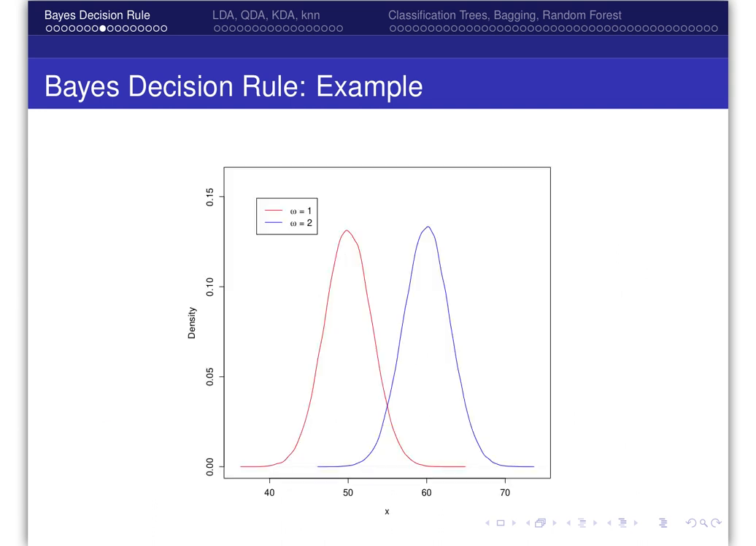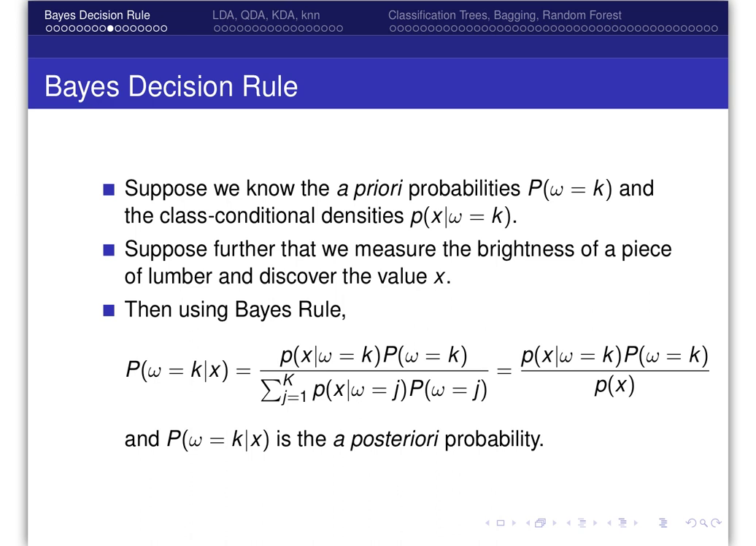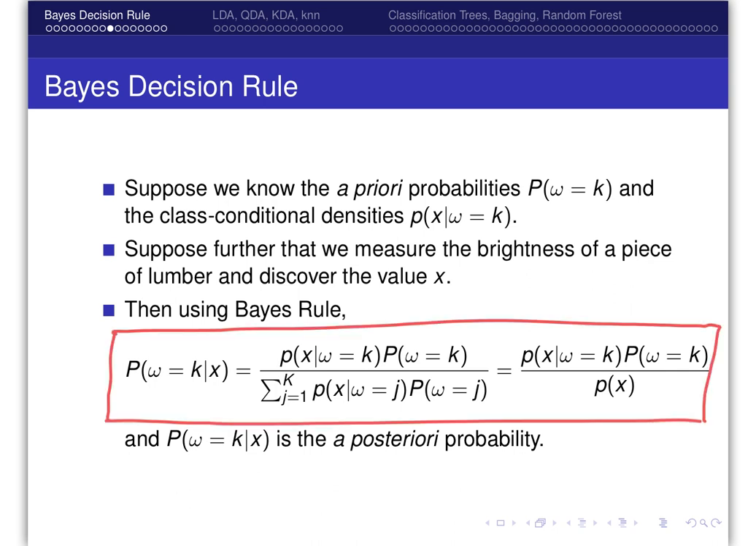Hypothetically, suppose this figure represents the distribution of brightness readings for ash and birch. Clearly, information on brightness readings would help our decision rule or classifier. Suppose we know the a priori probabilities and the class conditional densities. Suppose further that we measure the brightness of a piece of lumber and discover the value of X. Then, using Bayes' rule, we have the posterior probability given by this equation.